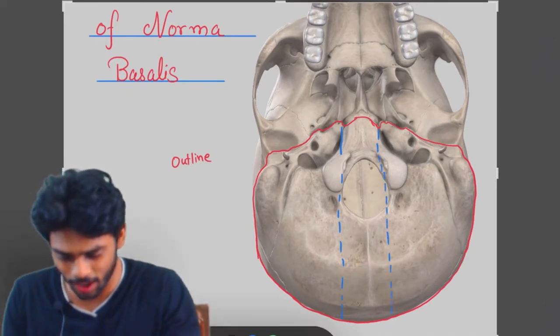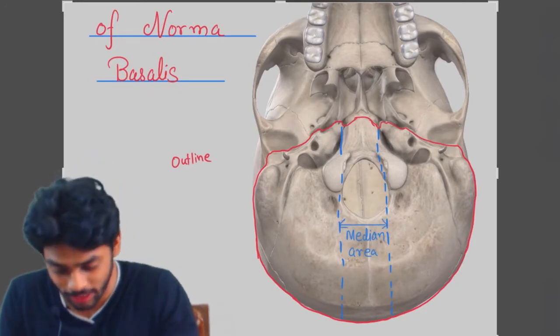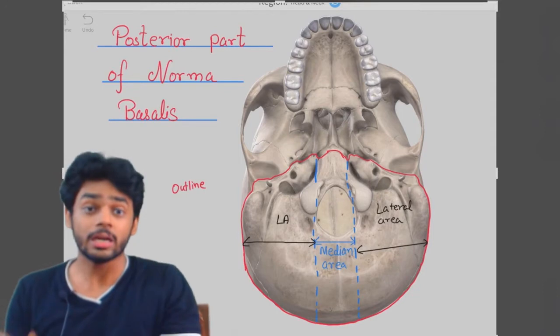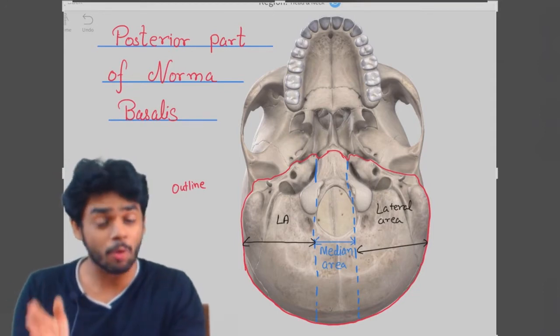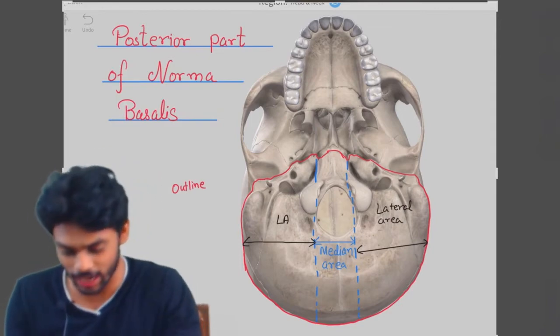The central part, the median part. Can you see the median area? Yes. Now we have the lateral area, which is present on both the sides. This is the lateral area. Now, first we will discuss the median area. What are the important structures present in the median area? Please see.